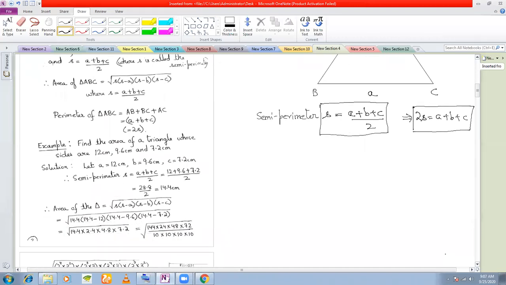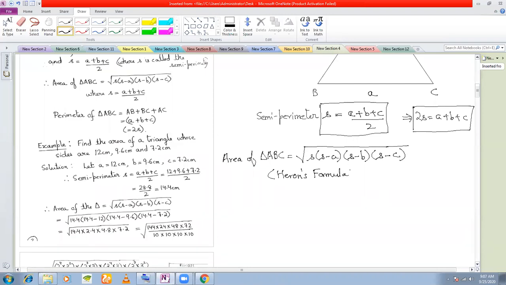Once we have found out the semi-perimeter of this triangle, once we have found S, we now apply the area of triangle. Area of triangle ABC is the square root of S into S minus a into S minus b into S minus c. This is the area of the triangle. This formula is called Heron's formula for calculating the area of a triangle, where S is defined as the semi-perimeter.